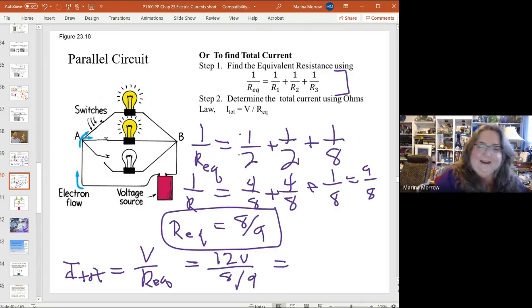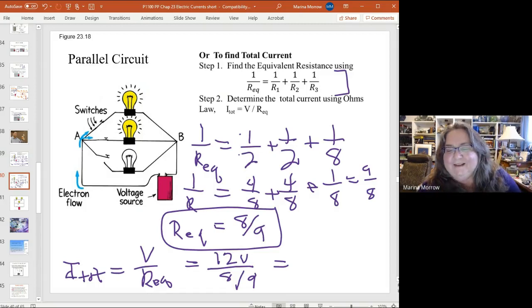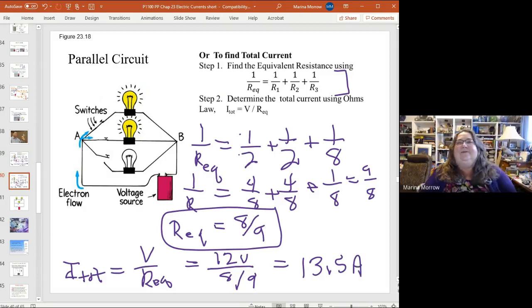Doesn't seem like it's coming out to the right number here, but let's see. Okay, I'm going to use my calculator. 12 divided by 8, and then it's going to be multiplied by 9. It's 13.5. It worked. All right, so I got the same number of amps as I did on the previous page. I just did it a different way.